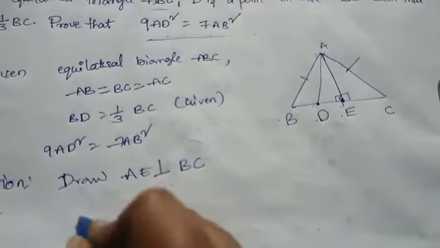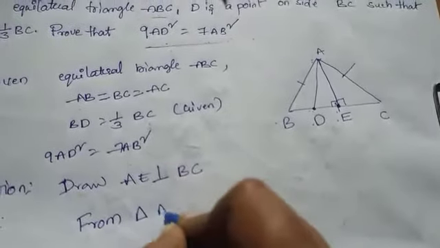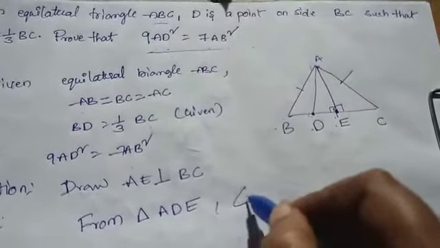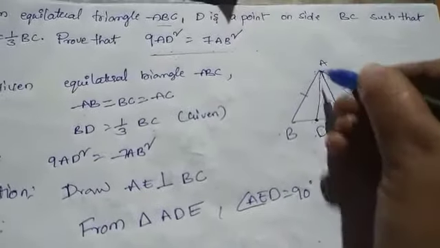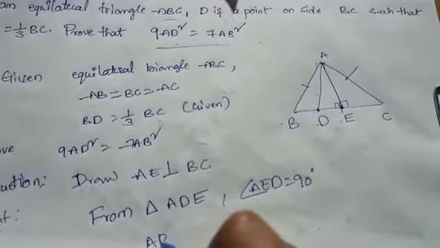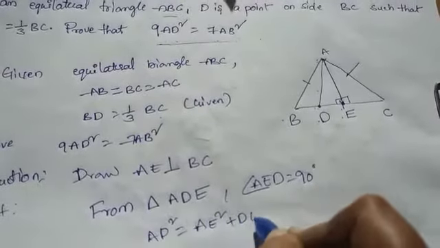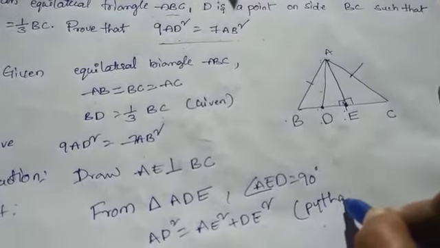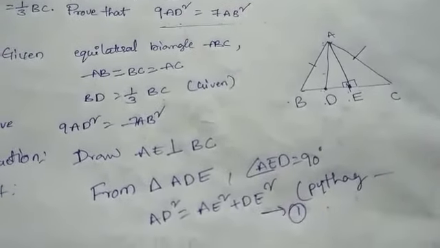From triangle ADE, angle AED equal to 90 degrees. Applying Pythagoras theorem, AD square equal to AE square plus DE square. This is equation number 1.